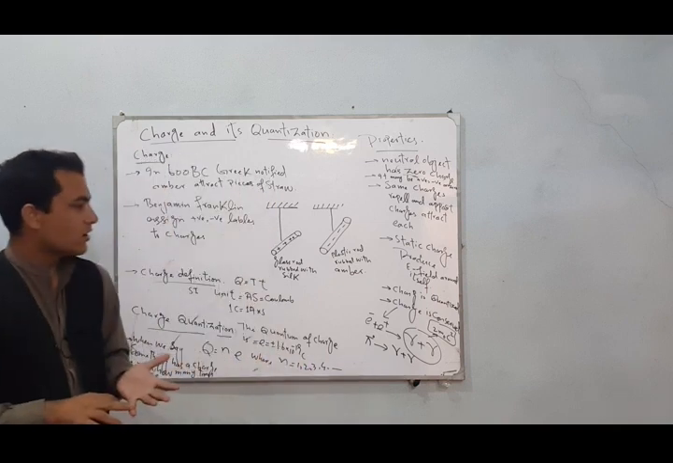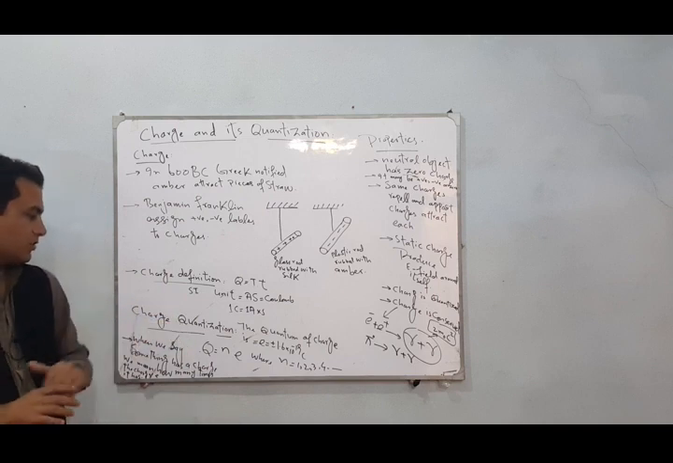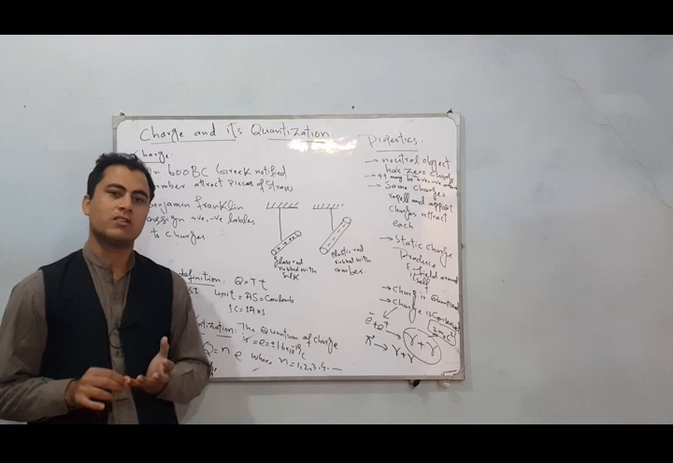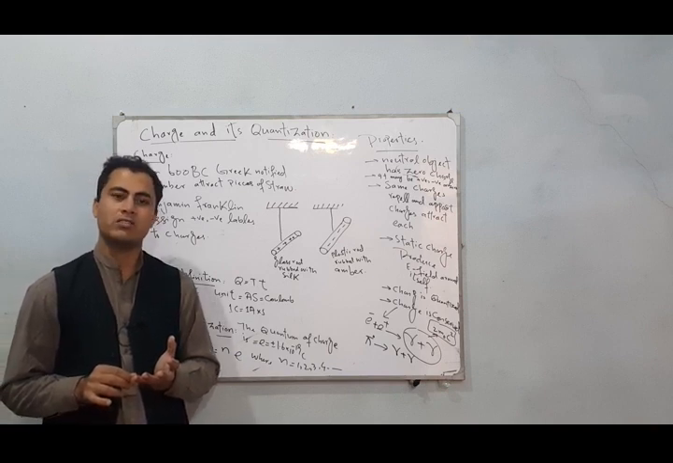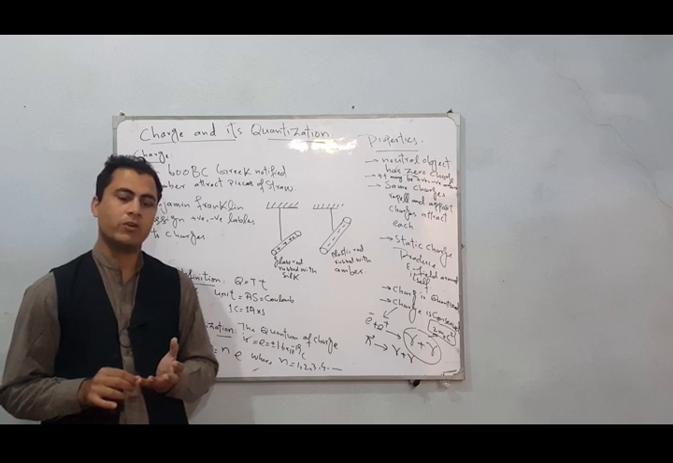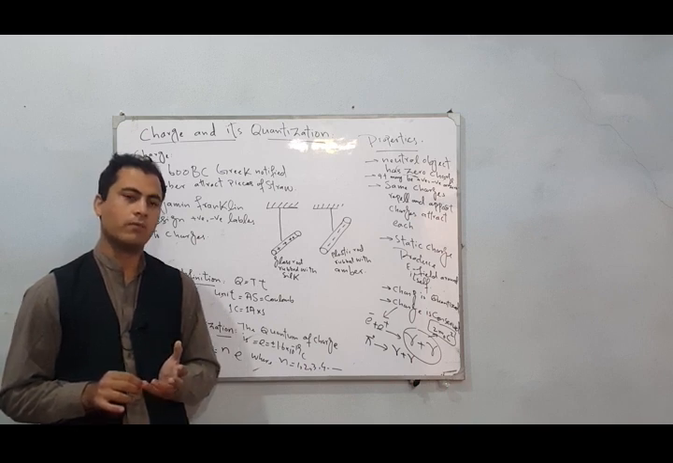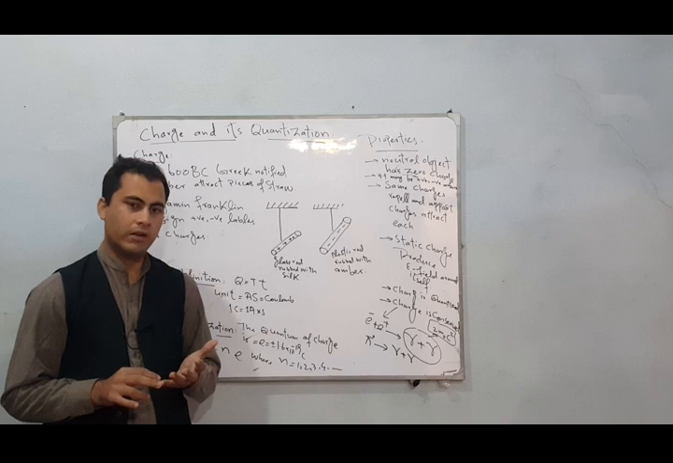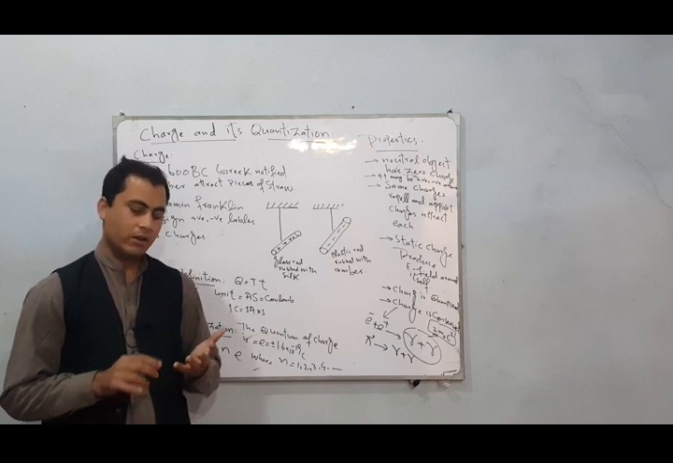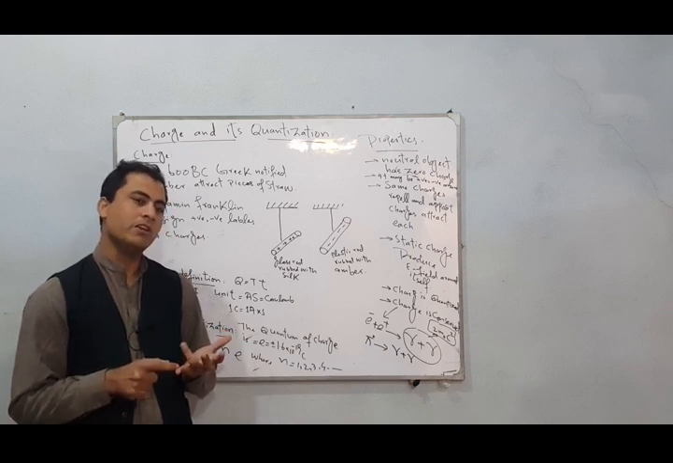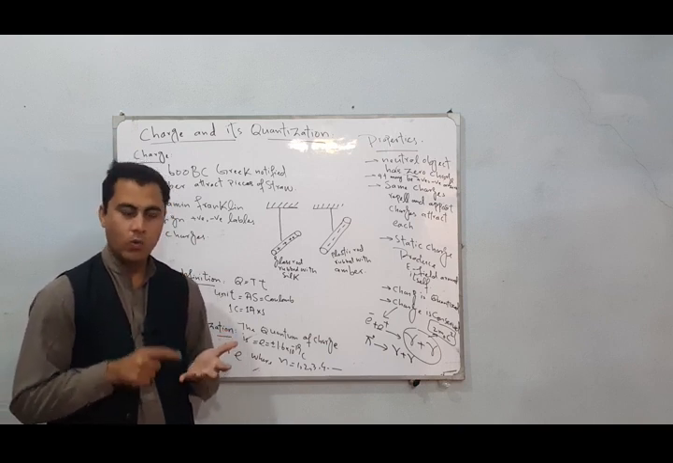Now first comes the quantization of charge. In Benjamin Franklin's day, charge was considered a continuous, not a discrete, entity. But later it was experimentally verified that when charge is transferred from one body to another, it cannot transfer in continuous form, but rather in packets or bundles, and that packet means a quantum of charge.